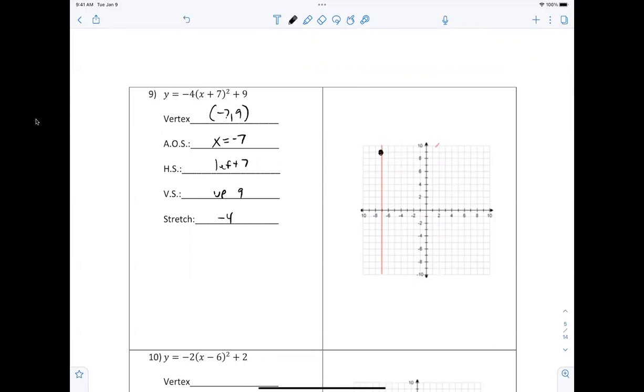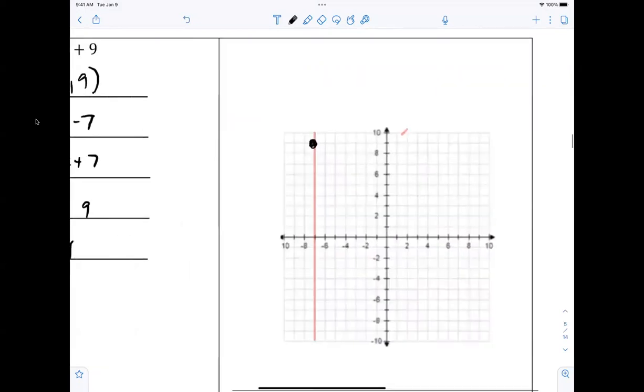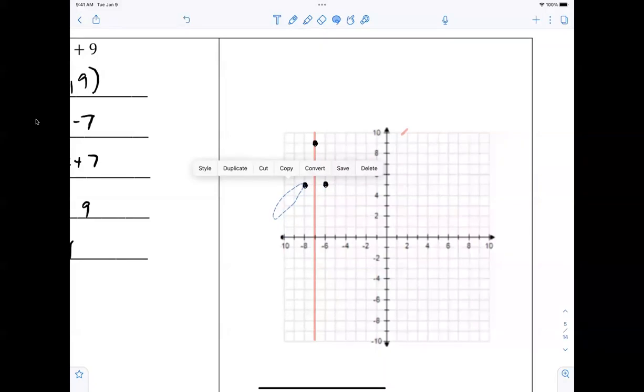So now from there, I could go what? Right 1 and down 4. Is everybody agreeing with me? So went to the right 1, 1, 2, 3, 4. Then I just count 1 over, 1 over. Everybody agree? If I wanted to, I could go to the right 2 and down 16, right? I don't care about that. All right, so now you just draw it.